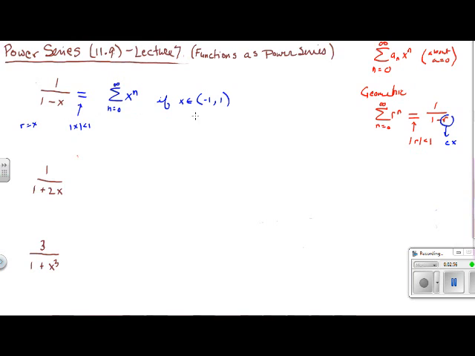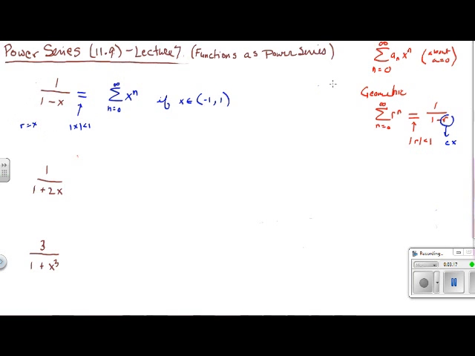But that's only over this interval. If you notice, the natural domain of 1 over 1 minus x is all x not equal to 1. So there's a lot of things in the domain of this function that won't work for this power series, but in this interval, this is the power series for that. Okay. So now let's look at this other one.